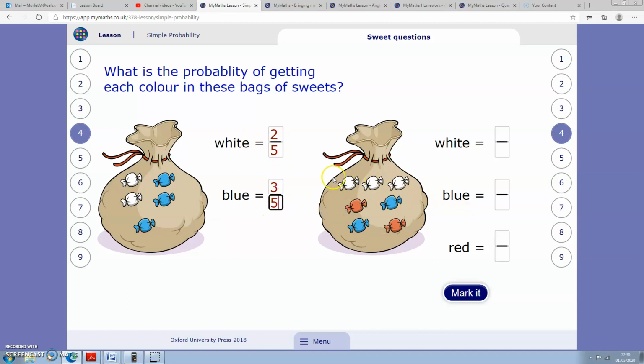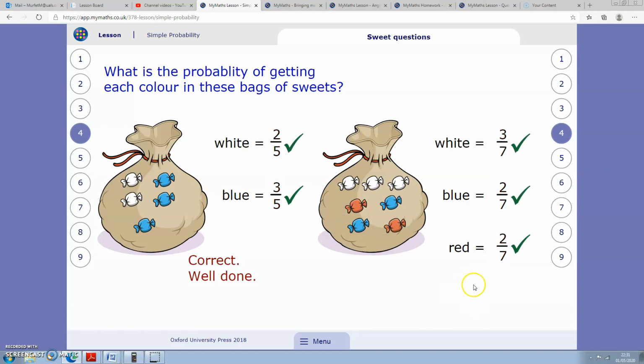So let's look at this one, see if we can do the same. We've got 3 white sweets, we've got 2 blue sweets, and we've got 2 red sweets. How many sweets have we got in total? 1, 2, 3, 4, 5, 6, 7. And if we add 3 plus 2 gives me 5, plus 2 gives me 7, that's going to give me the right answer.